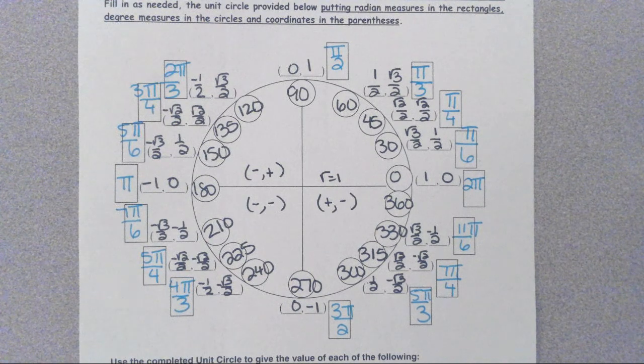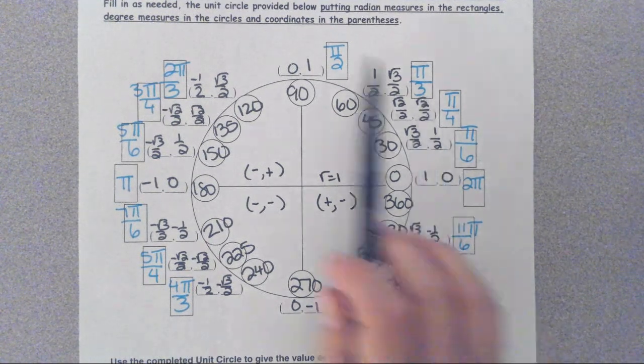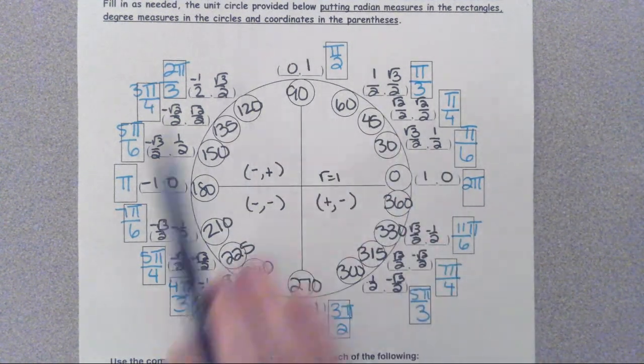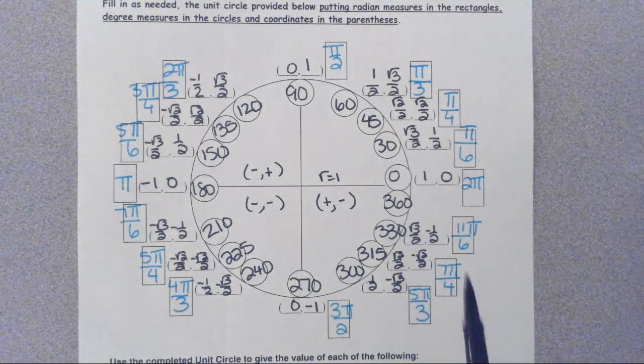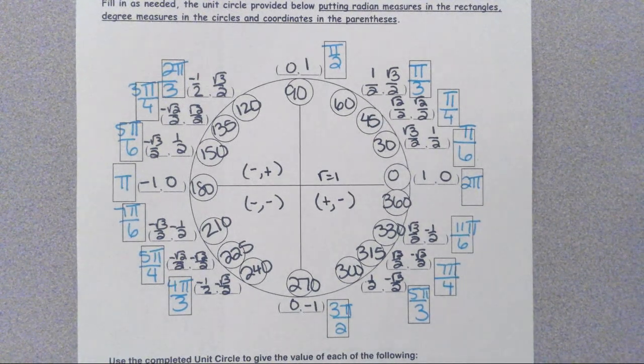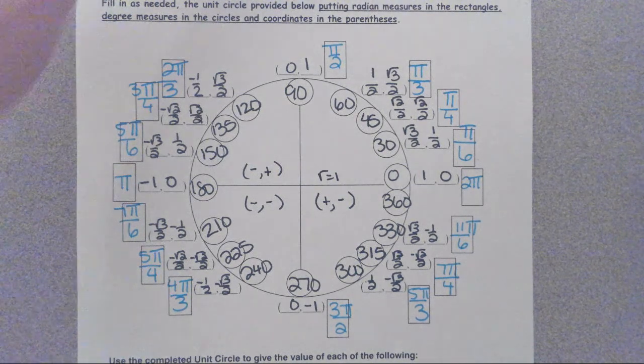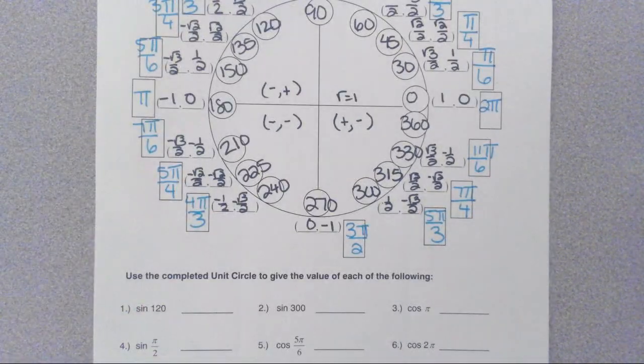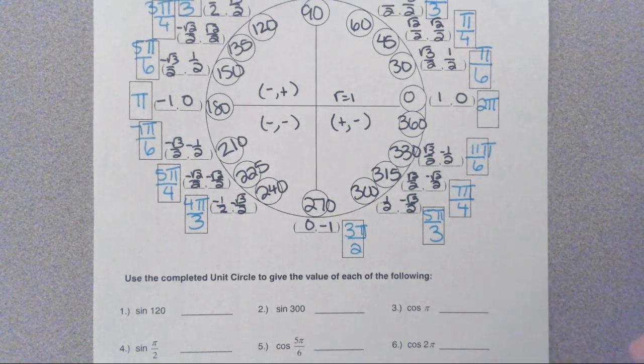So don't forget, on your test on the 27th, you're going to need to know how to make this whole unit circle on your own before you walk in the door, so that you can answer the questions at the bottom of the paper. So let's go look at the bottom of the paper. On the bottom it says use the completed unit circle to give the value of each of the following. And every single one of these problems down here is asking about either sine or cosine. So before we start, we need to know what those mean.